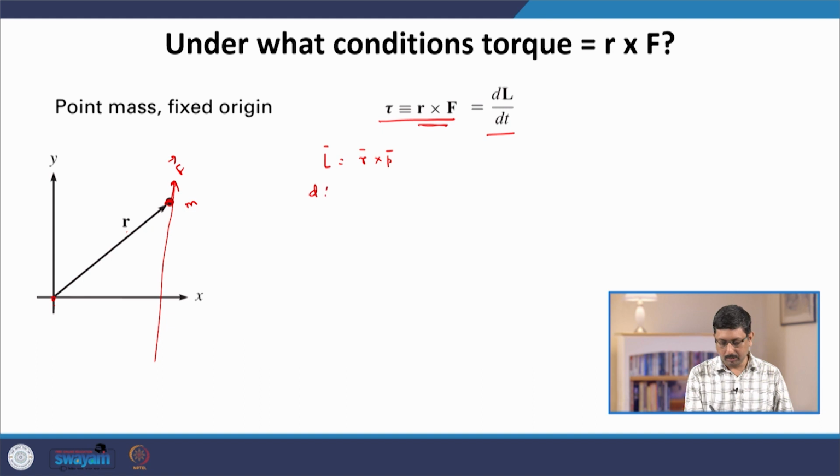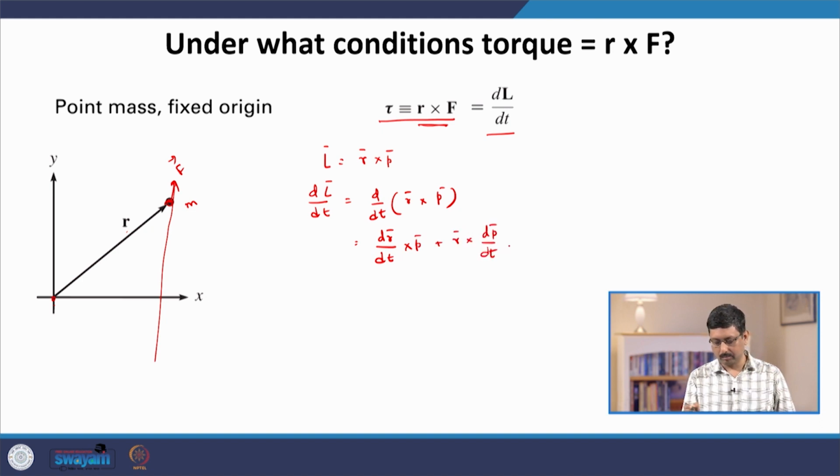Then if we look at the rate of change of angular momentum, that will be the rate of change of this quantity. It has two terms, so I can apply the chain rule of taking derivatives. Now this is v and this is m v. So, the first term is basically a cross product of velocity with itself, apart from the mass.